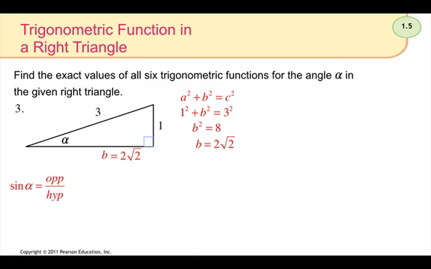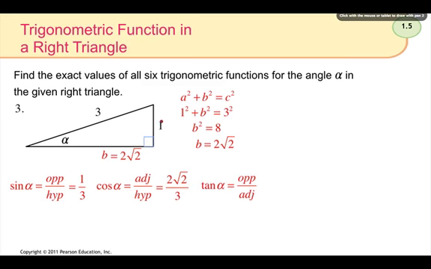Then I'm going to find all 6 trigonometric ratios of the angle alpha. So let's start with sine, the definition they used on the previous slide, opposite over hypotenuse. So the opposite side from the angle alpha is 1, the hypotenuse is 3. There's my answer. Cosine of alpha is adjacent over hypotenuse. Here's the adjacent, here's the hypotenuse. There's the answer. Tangent of alpha is the opposite side over the adjacent side, given this reference angle. You end up with this, but you rationalize, and this is your final answer.